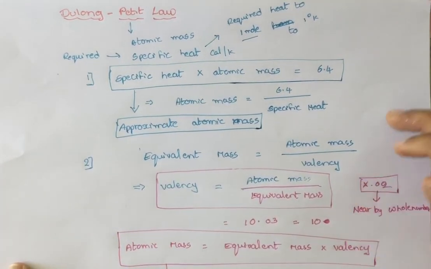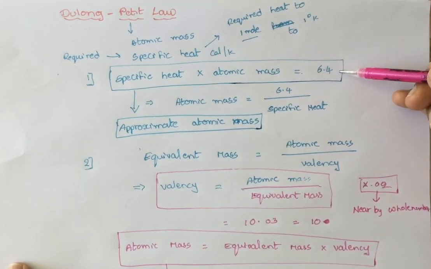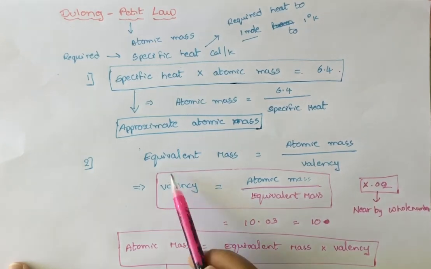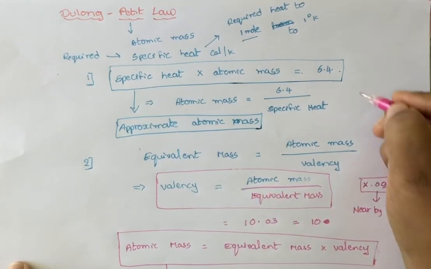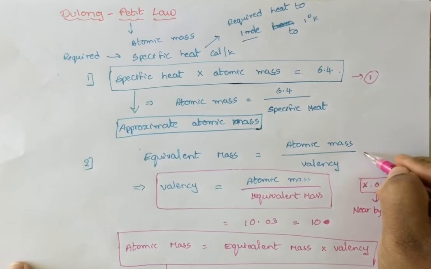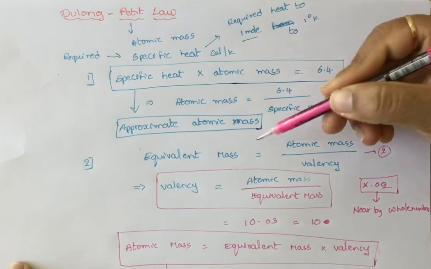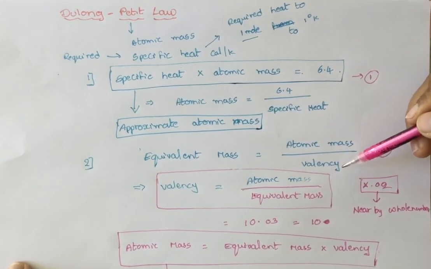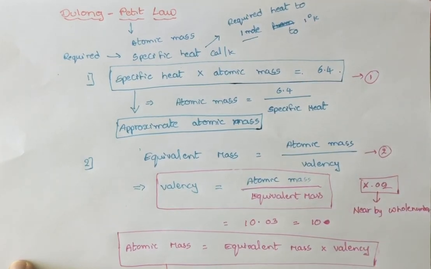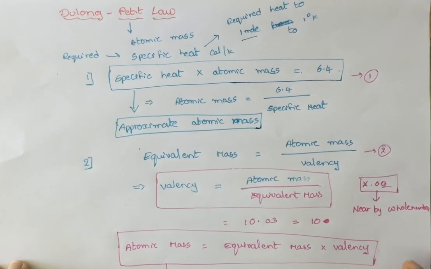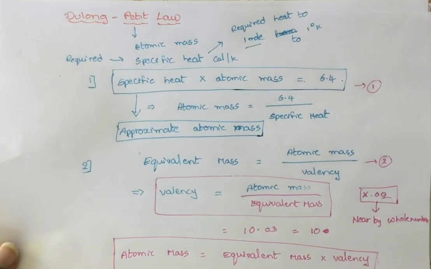So by using these two laws, specific heat multiplied by atomic mass is equal to 6.4, and equivalent mass is equal to atomic mass divided by valency. These are the two equations. By using these two equations, you can calculate atomic mass, equivalent mass, valency, and even the exact atomic mass. Now let us discuss with an example how we can calculate all these parameters.